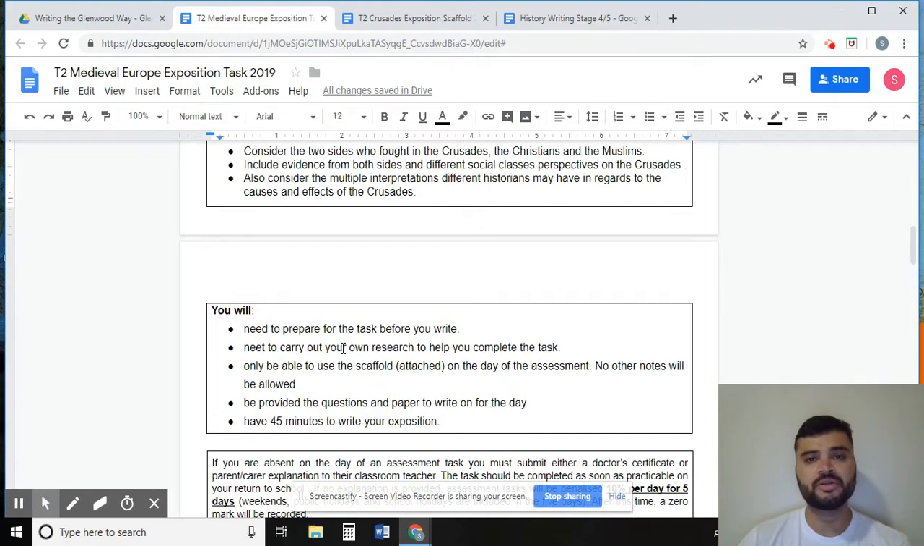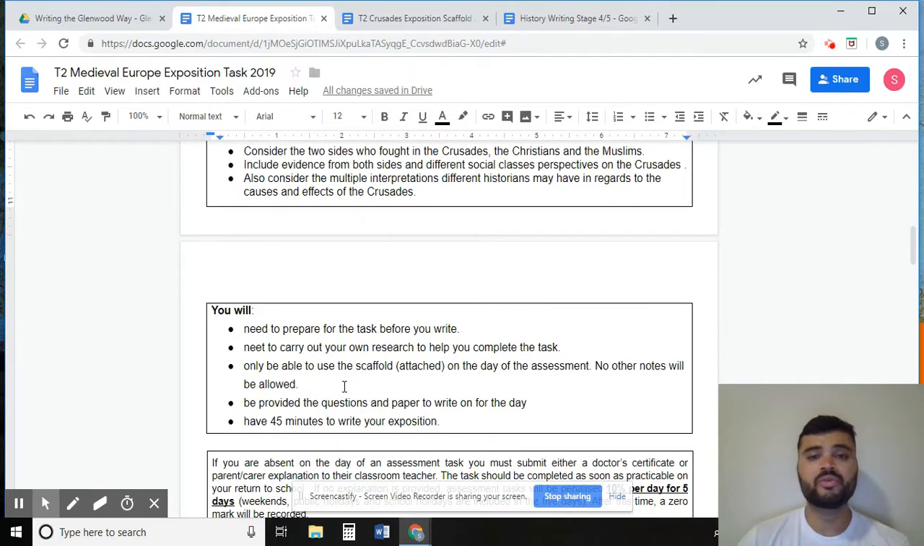What you will need to do. You will need to prepare for the task before you write. You will need to carry out your own research to help you complete the task. There will be some information given in class, but a lot of it will be your own research. You will only be able to use the scaffold, which we will go over and is attached to your assessment, on the day of the assessment.